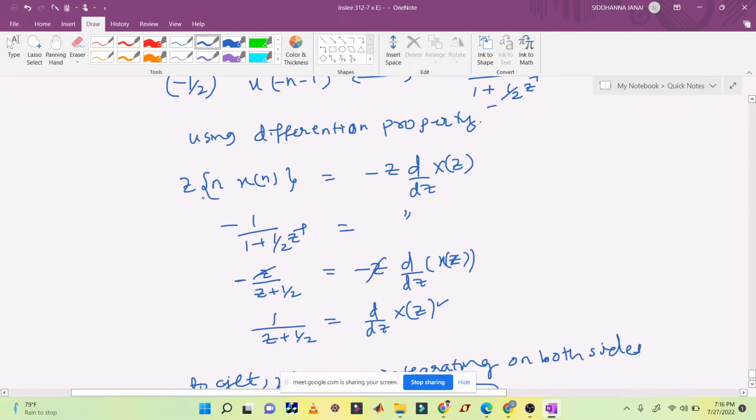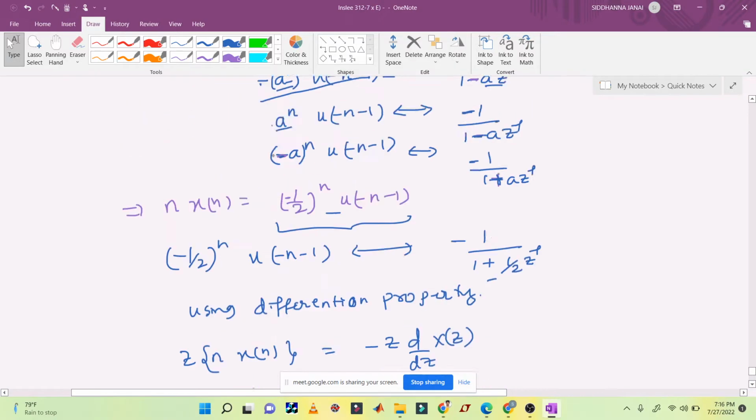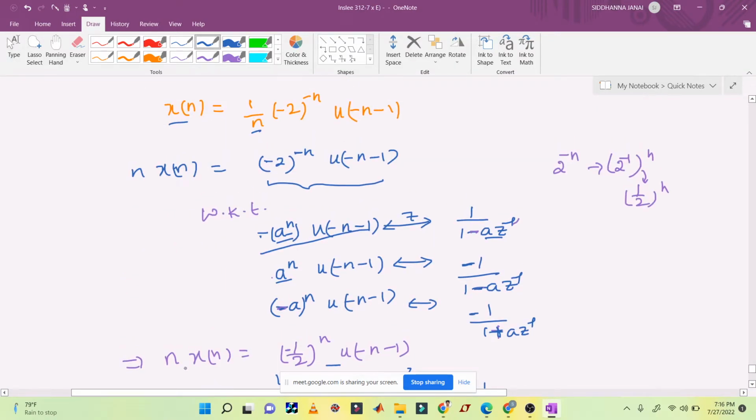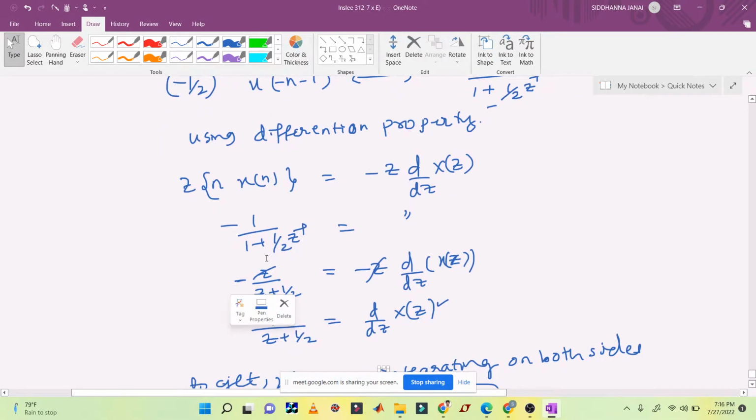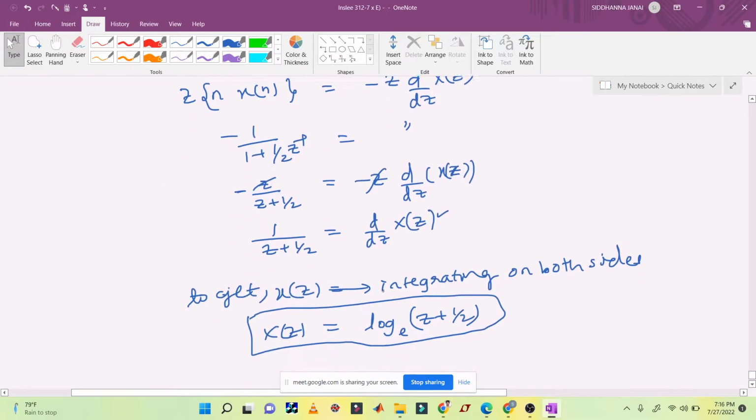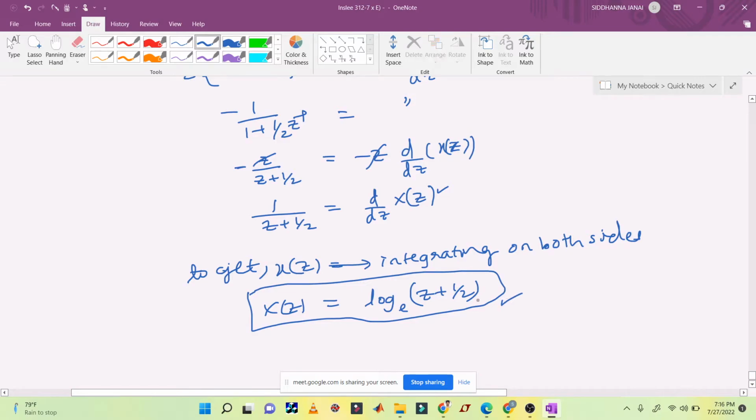Now after that, the z transform of n into x of n we have found out here. We were not solving for x of n, we were solving for n into x of n. That means the z transform whatever we have found here is equal to minus z d by dz of x of z. So what is x of z? We have to integrate on both the sides to get x of z. So after integration, we get this as our answer. Okay, this is the third problem.